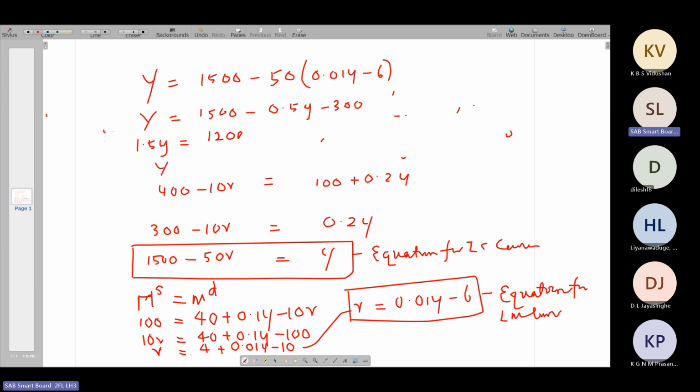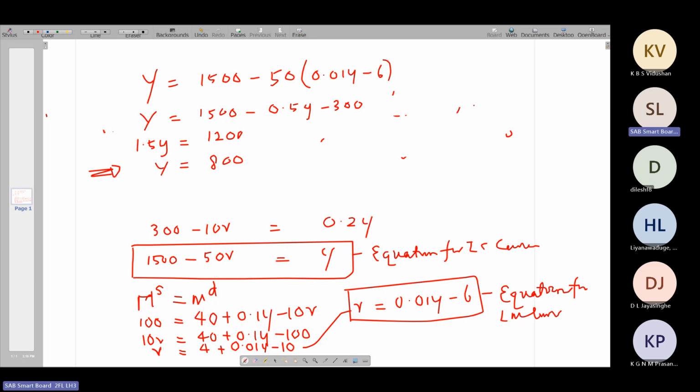Y equals how much? 1200 divided by 1.5, 800. So this is the equilibrium income, 800.